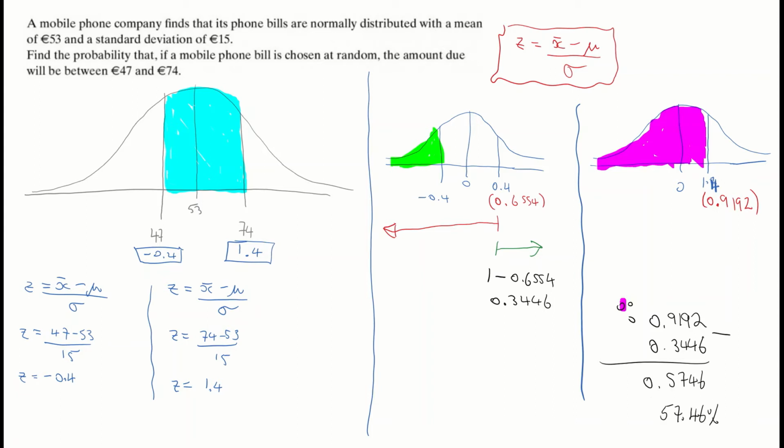So if we look back up to the question, find the probability that if a mobile phone bill is chosen at random, the amount due is between 47 and 74 euro. It will fall between 47 euro and 74 euro 57.46% of the time. That's basically what that is telling us.